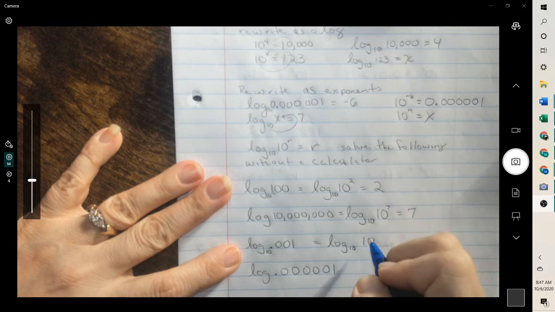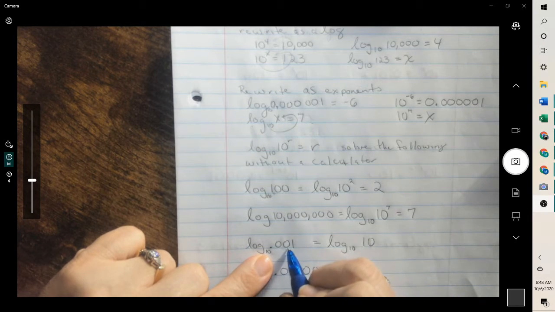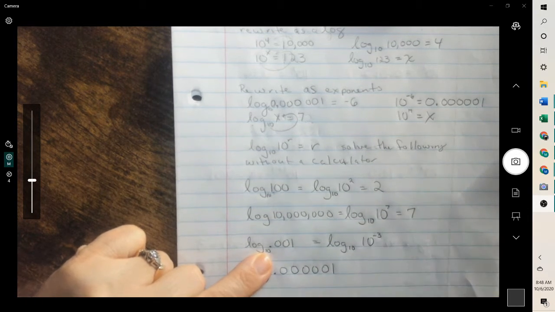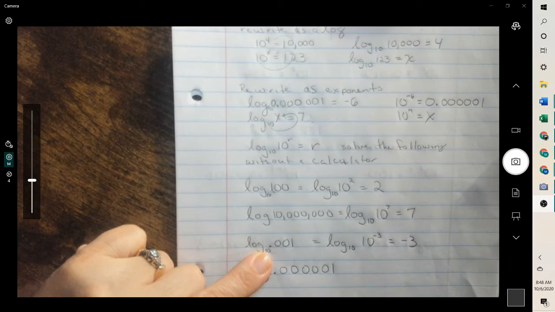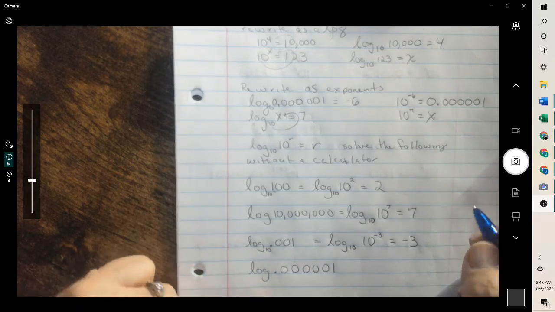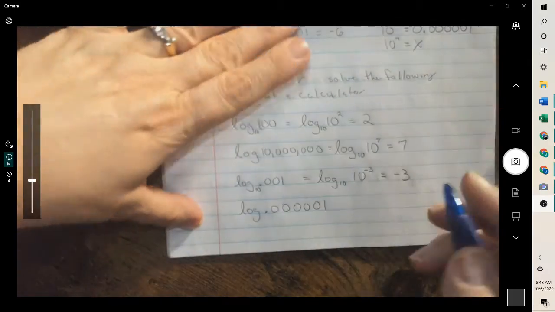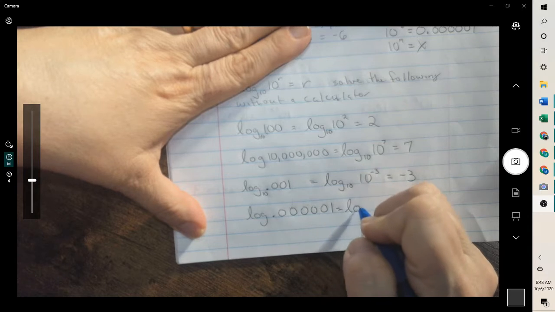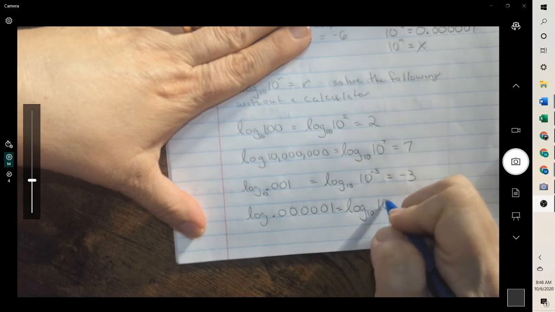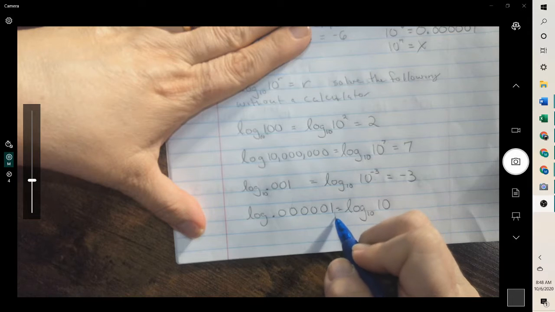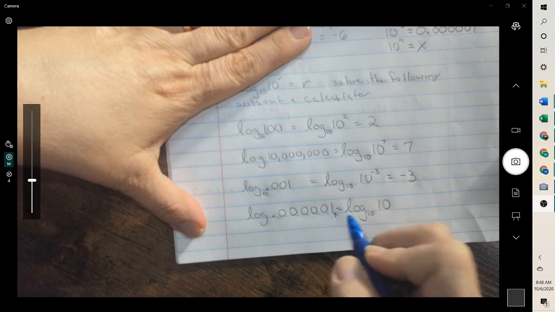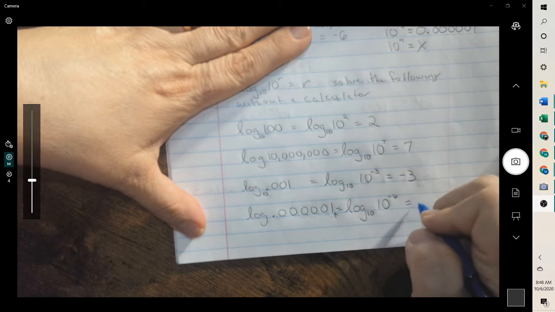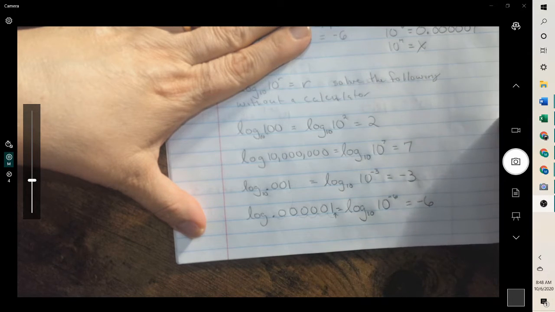So this is log base 10, and we can write this as 10 to the 1, 2, 3, negative 3. So it's negative 3. Last one. Log base 10 of 10 to the, because we'd need to move here for scientific notation, 1, 2, 3, 4, 5, 6. So our answer would be negative 6.